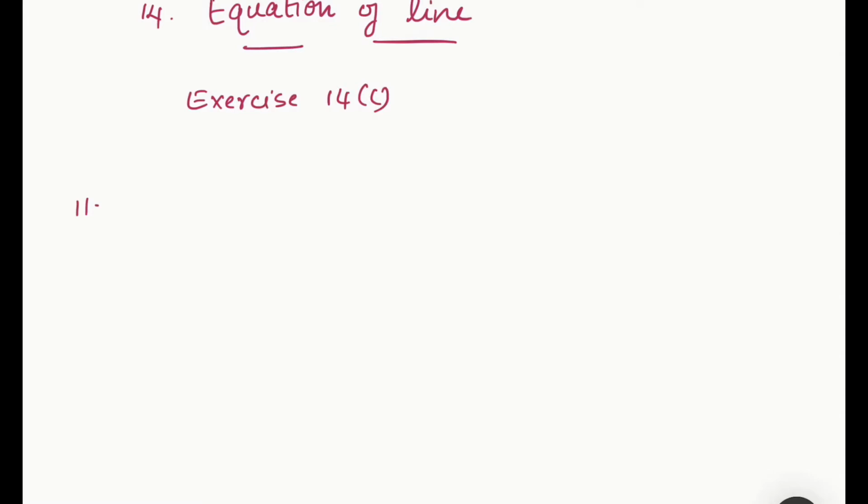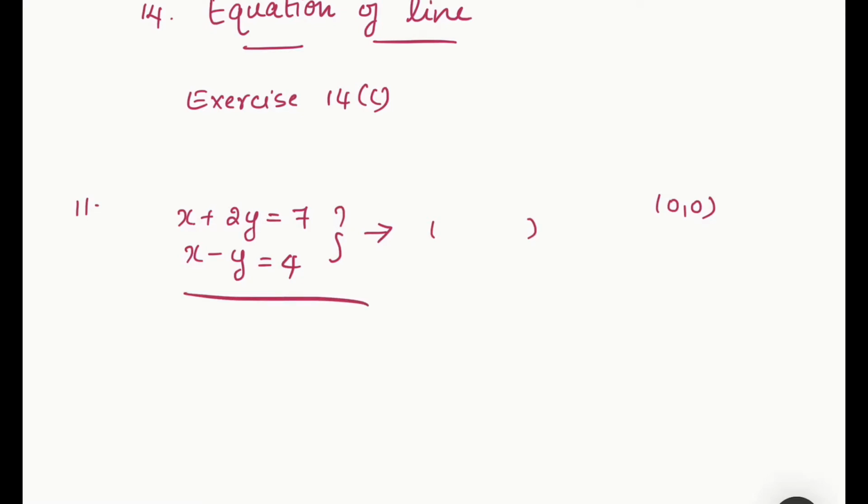Find the equation of straight line passing through the origin and point of intersection of the lines x plus 2y equal to 7 and x minus y equal to 4. These are the 2 lines. So, intersection of these 2 lines we need to find out, and the origin. Origin will be 0, 0. So, let us find the point of intersection of these 2 lines. How will you find it out? Using simultaneous equations you can find the value of x and y.